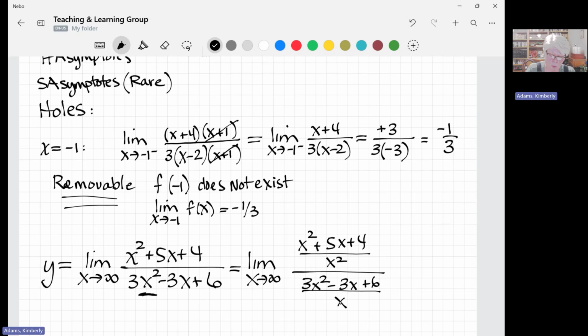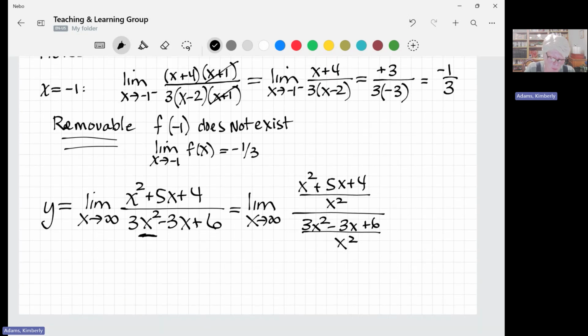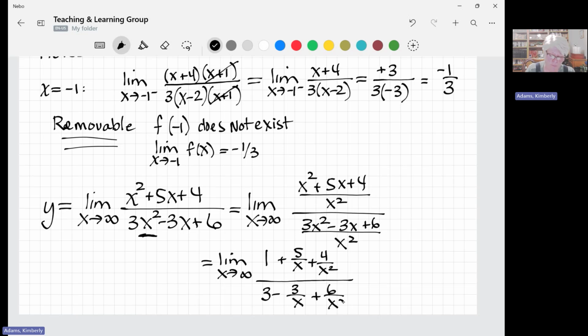And I'm going to write it one more time as I really would write it. I would literally consider every term individually. This would be x squared over x squared, which gives you 1, plus 5 over x plus 4 over x squared, divided by 3 minus 3 over x plus 6 over x squared.